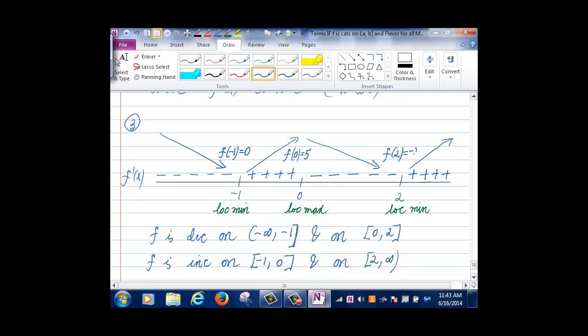Negative 27. That's a big number. Okay, now I want to determine two things. One is, I want to determine the terminal behavior of the function. So what do I mean when I say terminal behavior of the function?